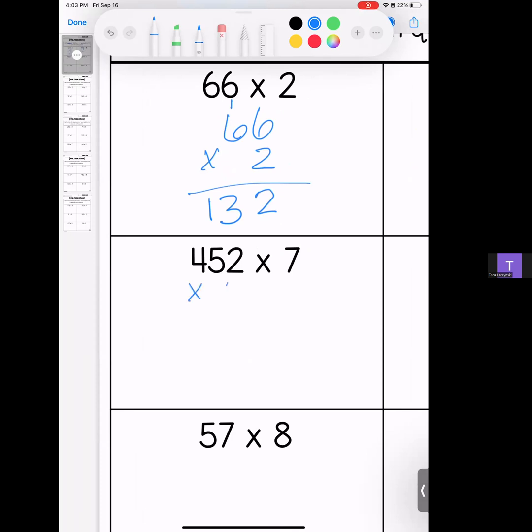452 times 7. 7 times 2 is 14. 5 times 7 is 35. Add 1 is 36. 7 times 4 is 28. Add 3 is 31. 3,164.